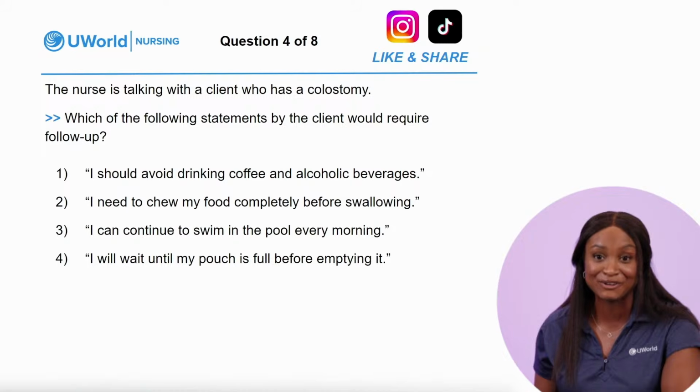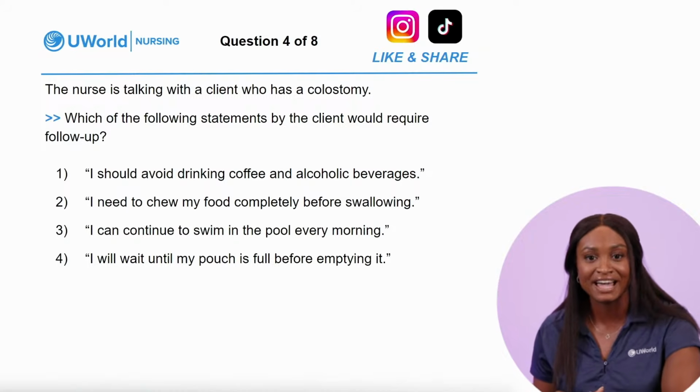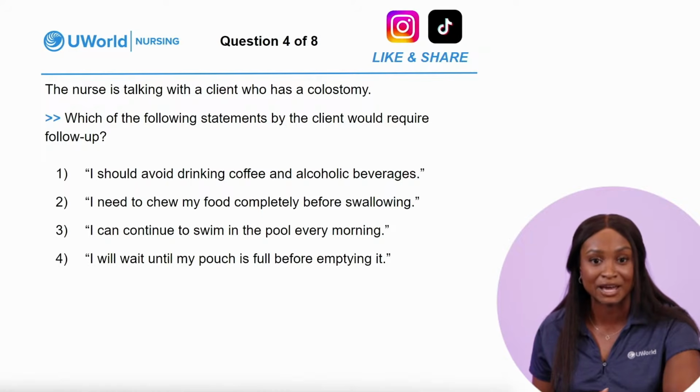Moving on to question number 4. The nurse is talking with a client who has a colostomy. Which of the following statements by the client would require follow-up? Drop your answers in the chat. I'll give you about 30 seconds.